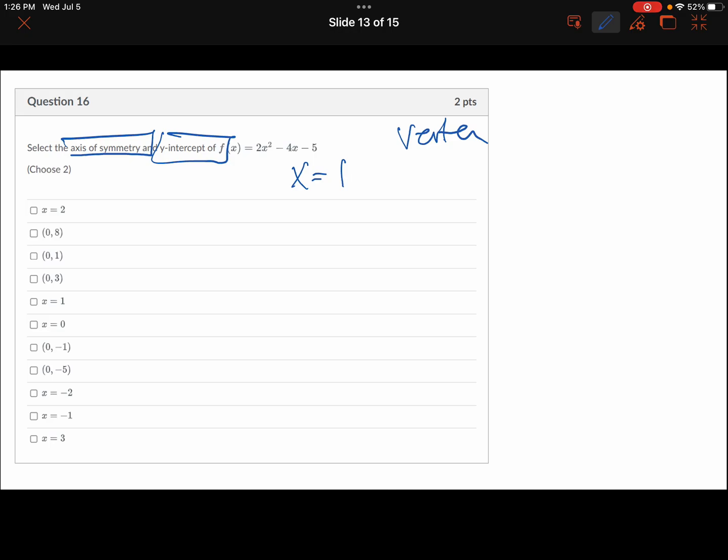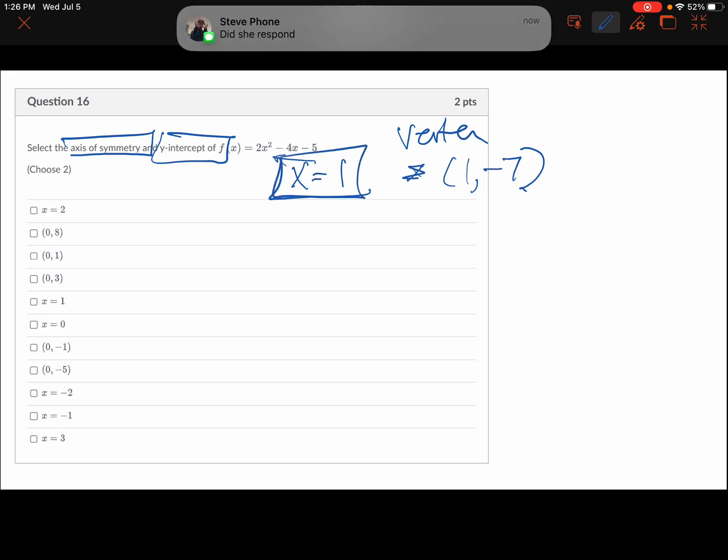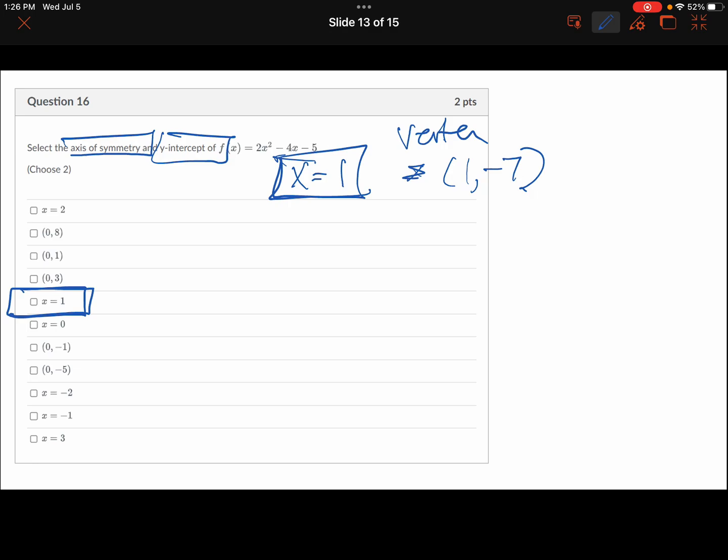So we know that X is 1. So we're going to plug in the 1. We got the ordered pair of (1, negative 7). This value then is the line where that would be bending as an axis of symmetry right here. Okay, so that would be the first one, choosing 2.